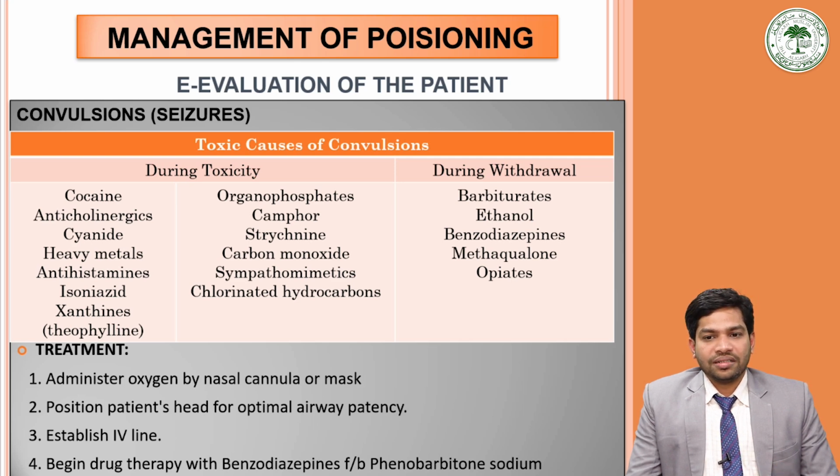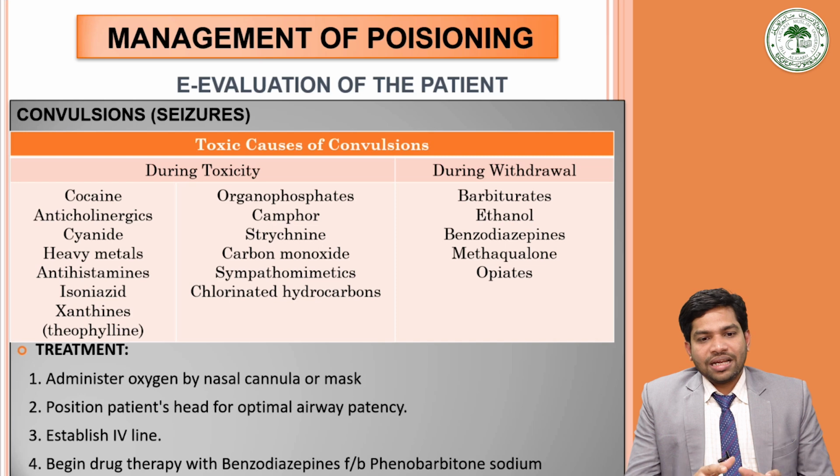So this is the list of the drugs that can cause convulsions and seizures in the patient. During the toxicity phase, these are the following drugs: cocaine, anticholinergics, cyanides, organophosphate, camphor, strychnine, heavy metals. They all cause toxicity during their initial phase. And barbiturates, ethanol, benzodiazepines, methaqualone, opiates cause toxicity during their withdrawal phase and produce convulsions in the patients.